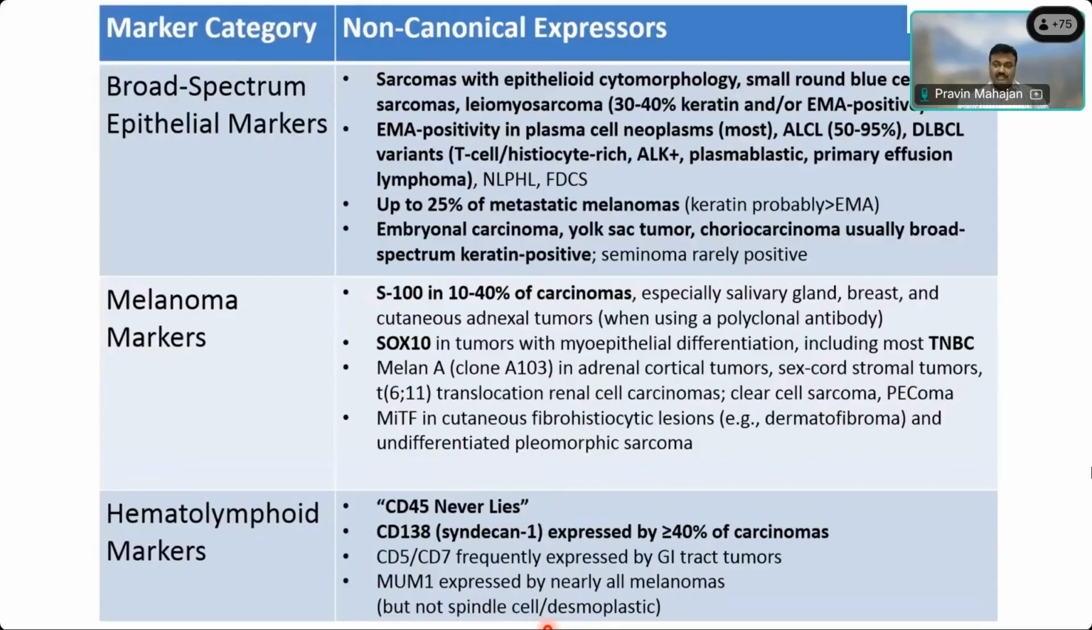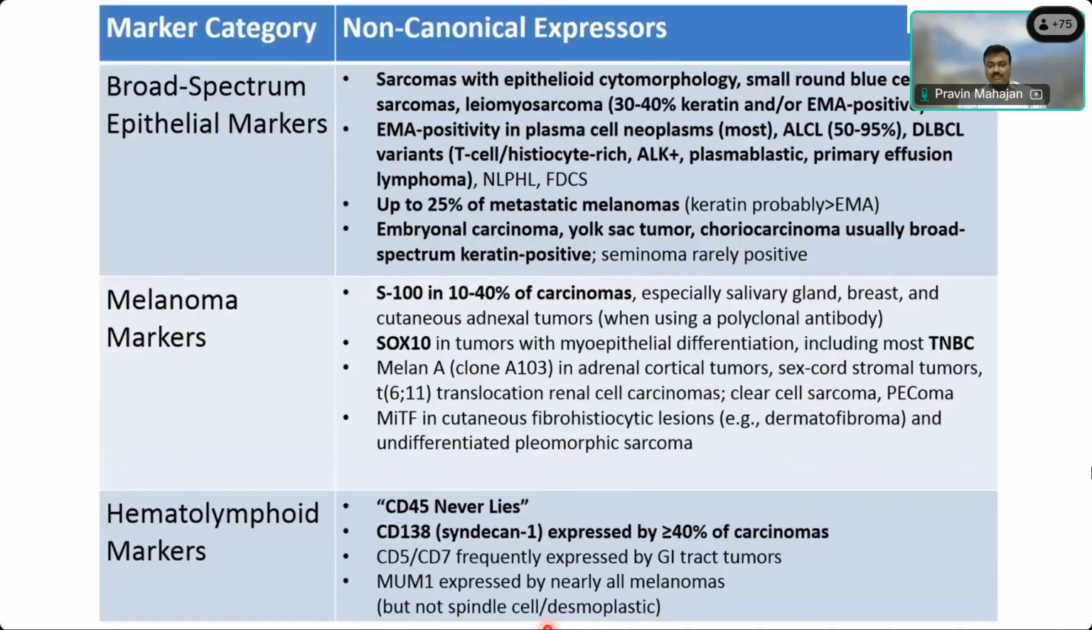Just interpreting markers is not good enough. Like let's say melanoma, S100. I said S100 comes positive in 10 to 40% of the carcinomas, especially at salivary gland, breast, and cutaneous sites. So just doing S100 and saying it is melanoma is not good enough. You'll have to do markers like CK, different types of CK, or EMA.